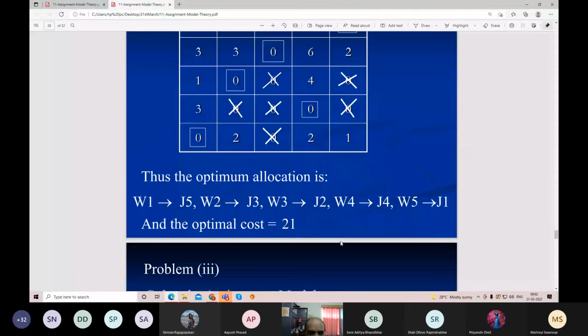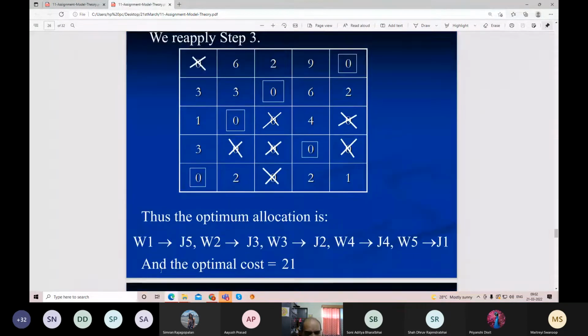So this assignment is something like this: W1 to J4, W2 to J3, W3 to J2, W4 to J4, and W5 to J1. Okay. And what is the optimal assignment cost? The optimal assignment cost is 21 units. Okay.